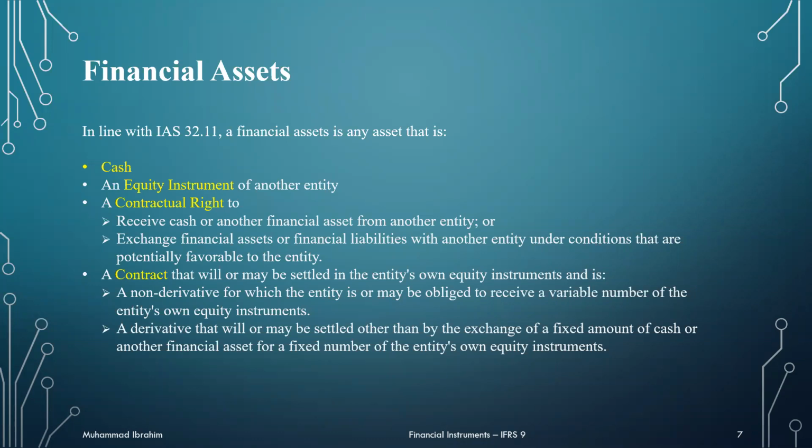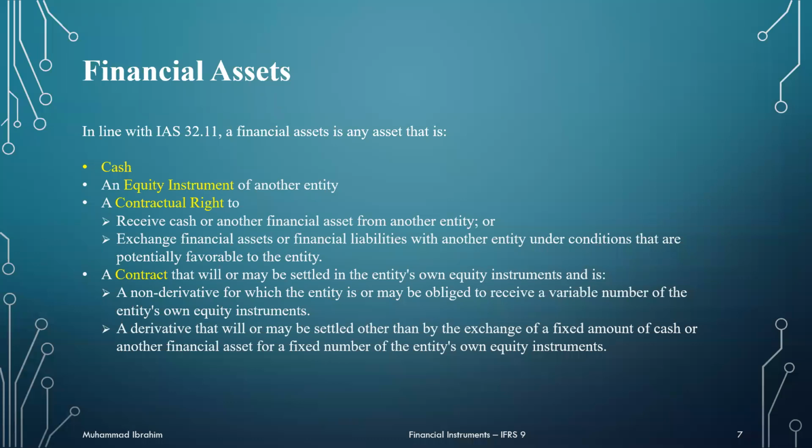contractual right means any right which can be constituted from a contract. Everyone here knows about contracts. Any agreement between the parties, any contractual right to receive cash or another financial asset from any other entity. For example, there is a right to receive cash. There's a receivable. You have given a loan to another company, so you have a contractual right to receive cash or another financial asset. Any other financial asset means not cash: the amount can be settled in other terms, such as settlement of any other liability, any set off. So basically there is a contractual right to receive some benefit.